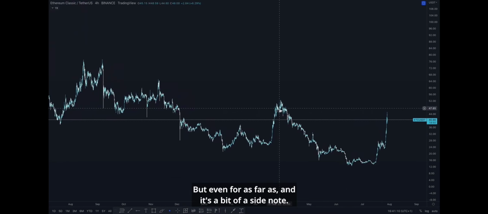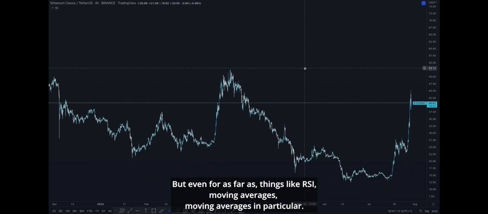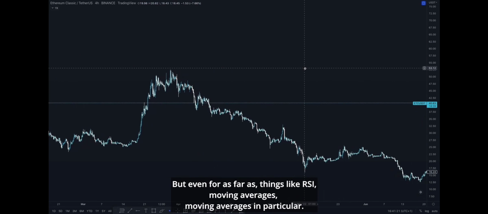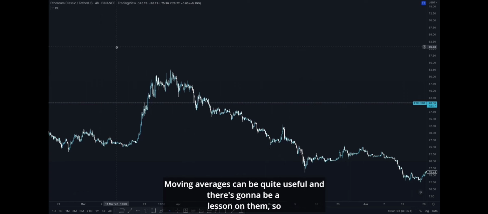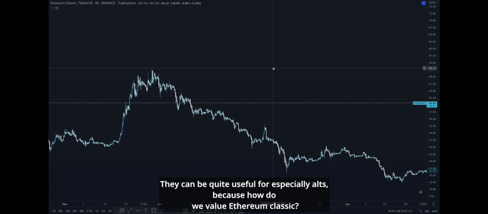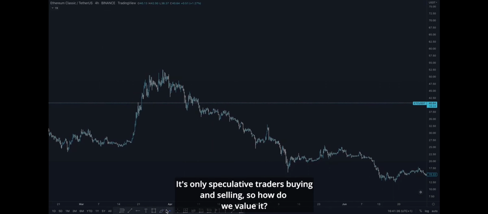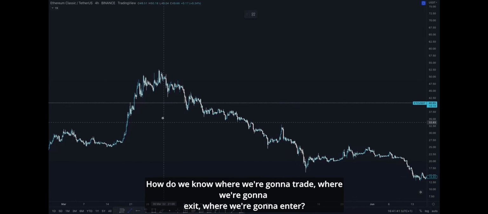And it's a bit of a side note, but even for things like RSI and moving averages in particular, moving averages can be quite useful, and there's going to be a lesson on them, so I'm not talking about it too much now. They can be quite useful especially for alts, because how do we value Ethereum Classic? It's only speculative traders buying and selling. So how do we value it? How do we know where we're going to exit, where we're going to enter?